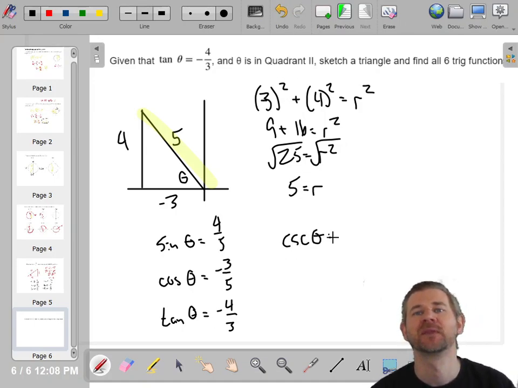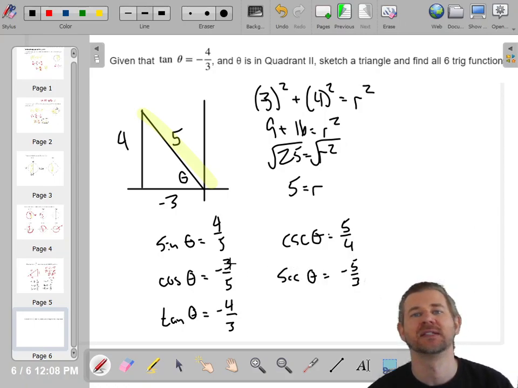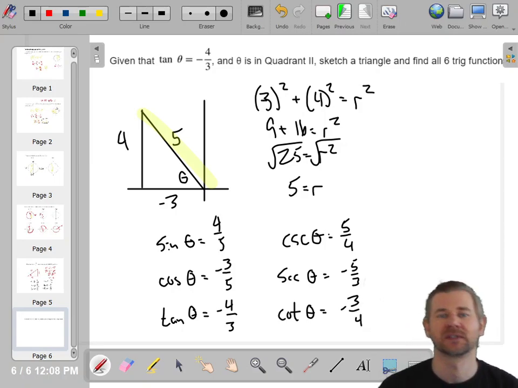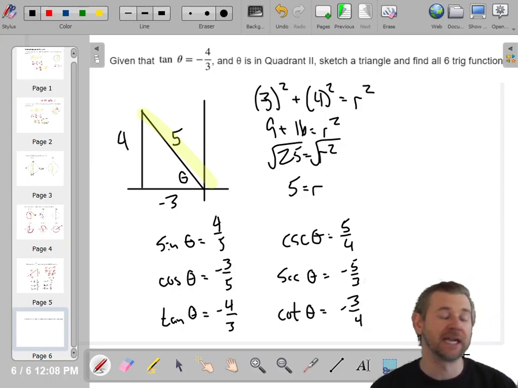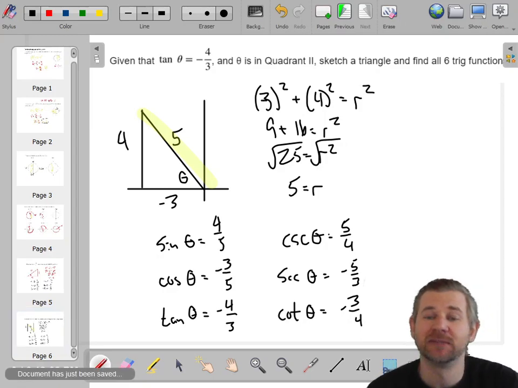Now I'll just flip them. Cosecant is the reciprocal of sine. Secant is the reciprocal of cosine, and since this is negative, this will stay negative. And then cotangent is the reciprocal of tangent, so this will be negative 3/4. Okay. These are some pretty heavy-hitting unit circle concepts that we need to be very good at.